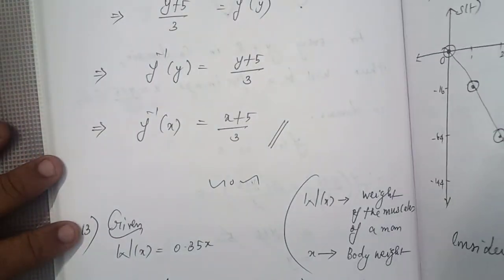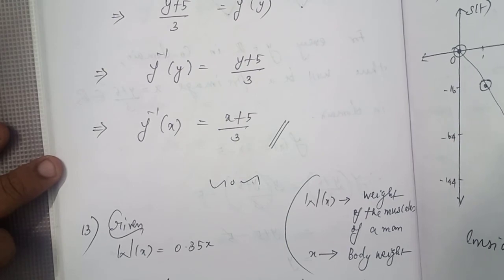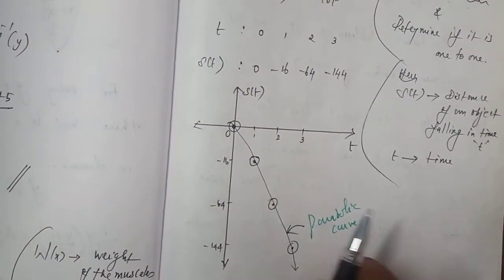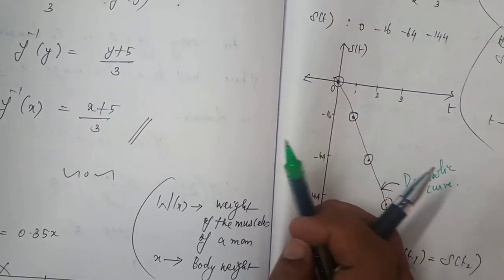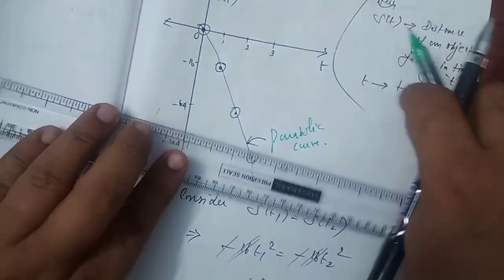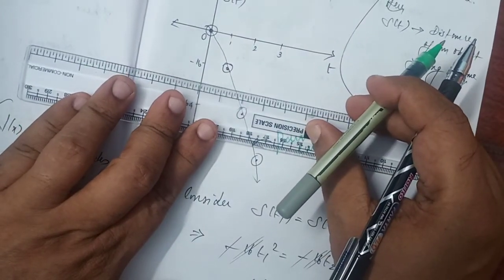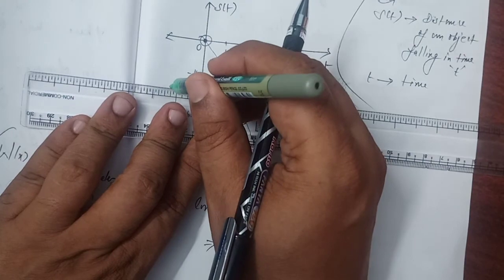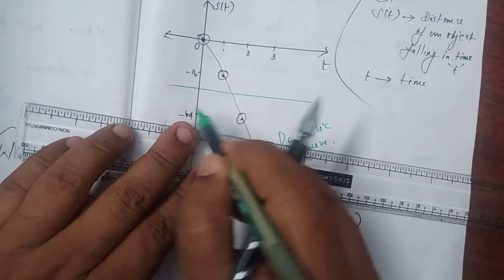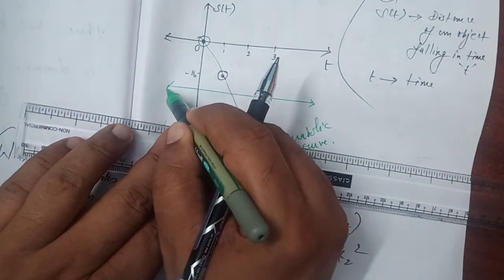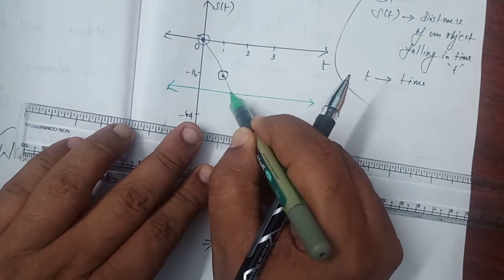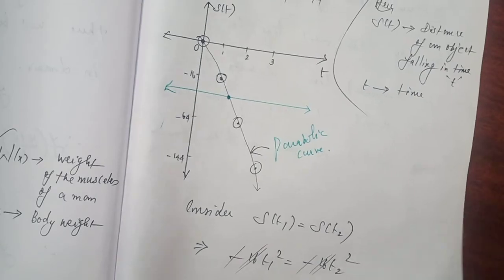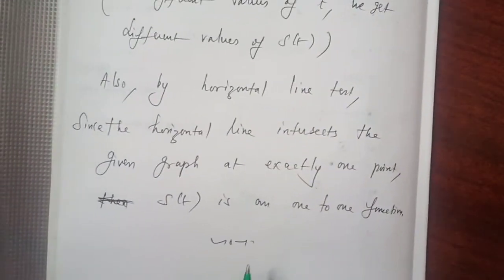So problem number 14 is completed. For your reference, I draw one horizontal line. See, if we draw a horizontal line, this horizontal line cuts the graph at only one point, so we can say s of t is a one-to-one function. So problem number 14 is completed.